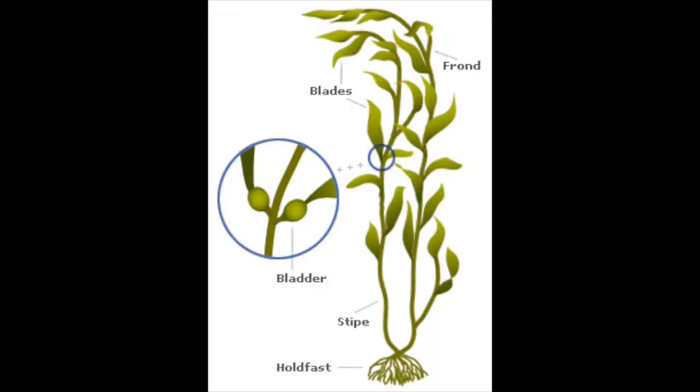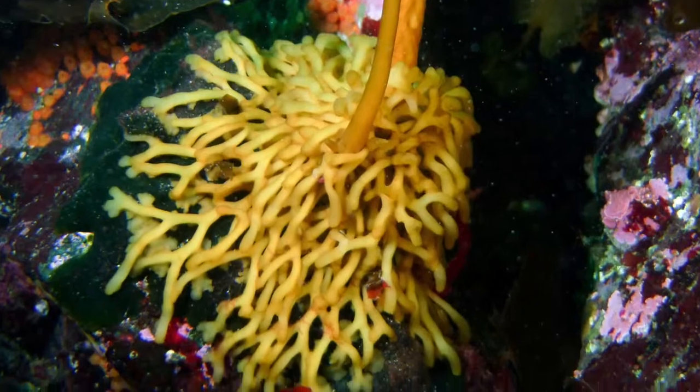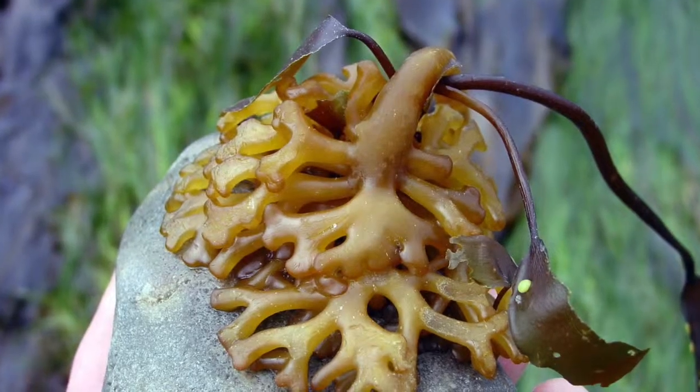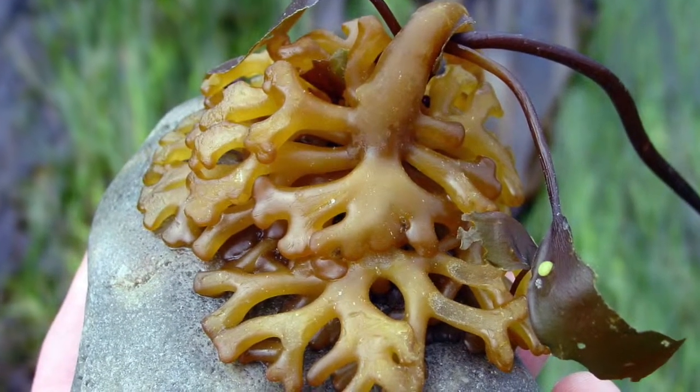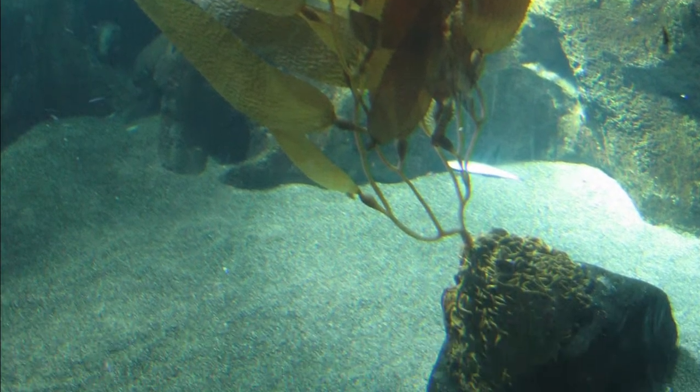Kelp primarily grows in water temperatures between 6 and 14 degrees Celsius and is known for its fast growth rate. The kelp is made up of three structural components: the holdfast, stipe, and fronds. The holdfast anchors the kelp to the ocean floor, but unlike a plant's roots, it isn't responsible for absorbing any nutrients. This is because the ocean floor does not provide any nutrients to the kelp. Those nutrients are brought from the currents and the sun.